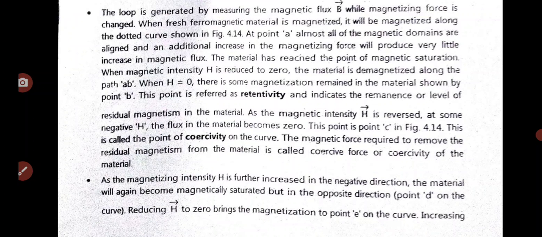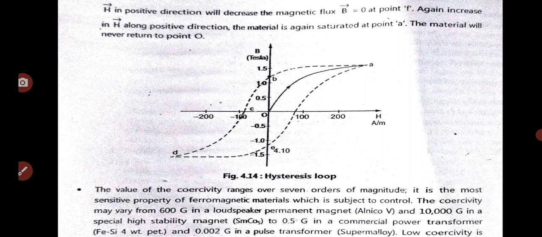You have to know that if any metal substance is placed in an external magnetic field, that material gets magnetized. And what is the property of a magnetized material? It can attract or pick up pieces of iron. That material is considered a magnetized material, and it will be magnetized along the dotted curve shown in the figure. That dotted line shows the magnetizing property of the material.